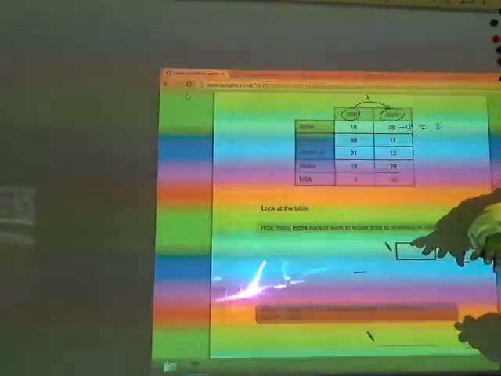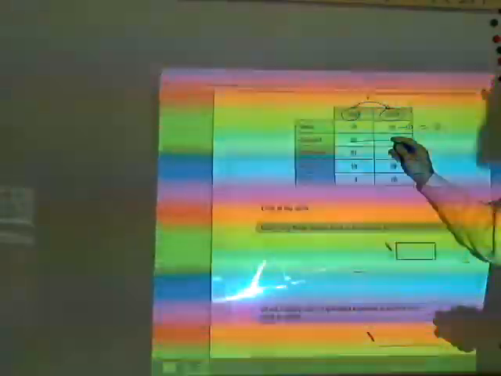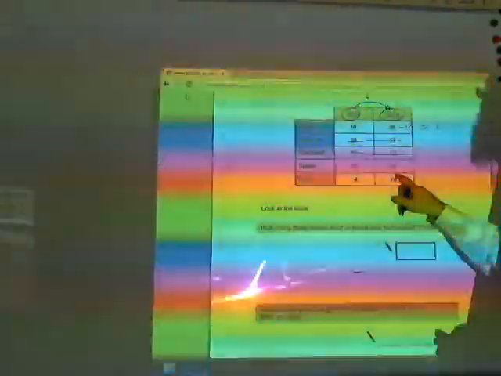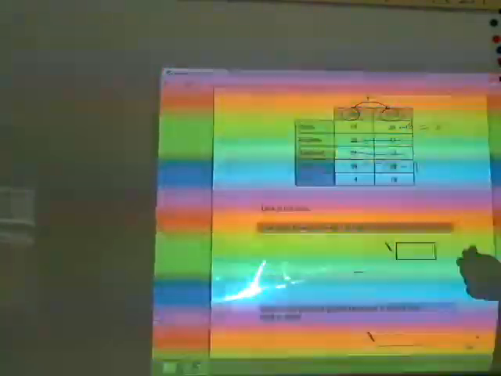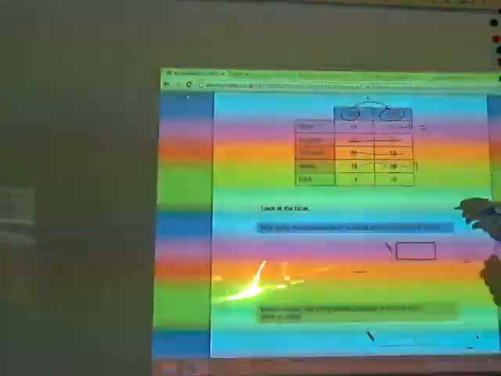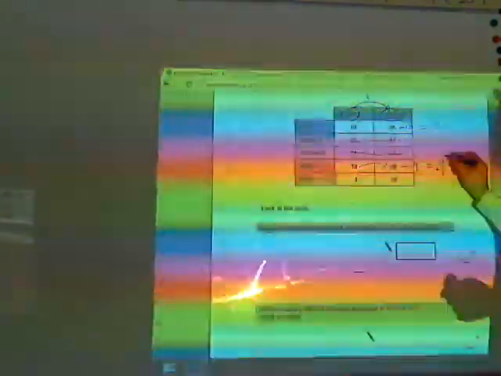So we're looking at the ones that went up. So we look at this one, because that went down. Did this one go up? No. Did this one go up? No. Yes. So we have to do 28 minus 19. That'll give us an answer of 9. So that increased by 9.